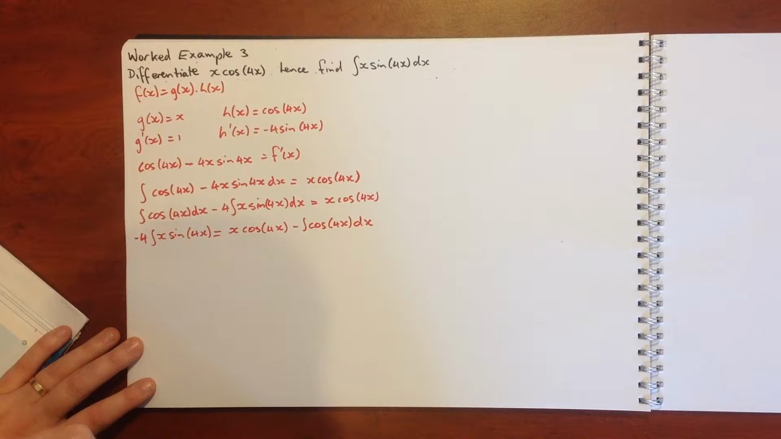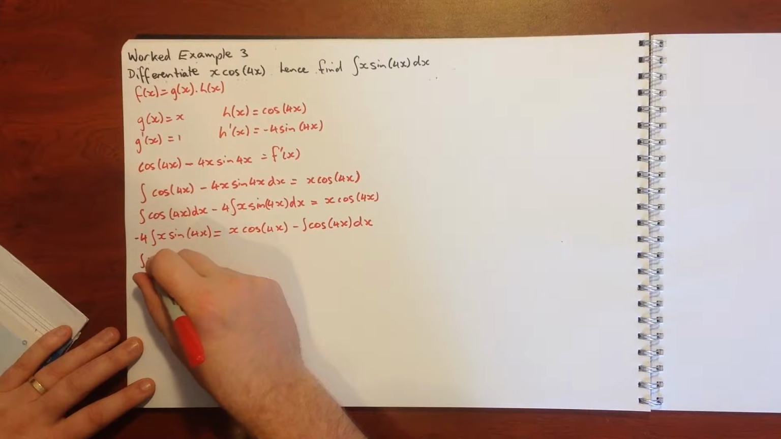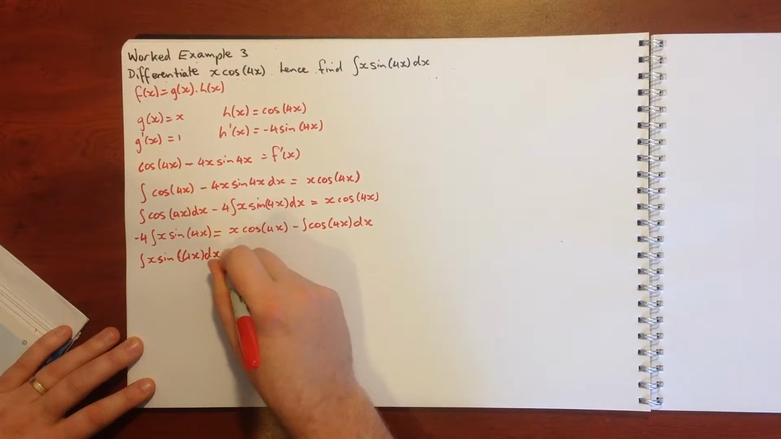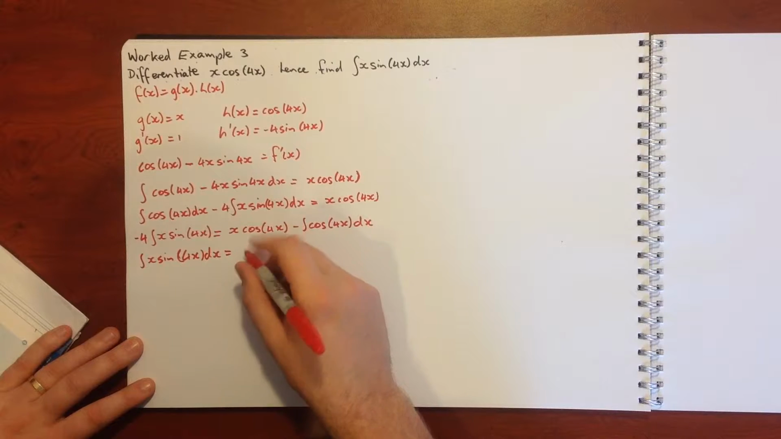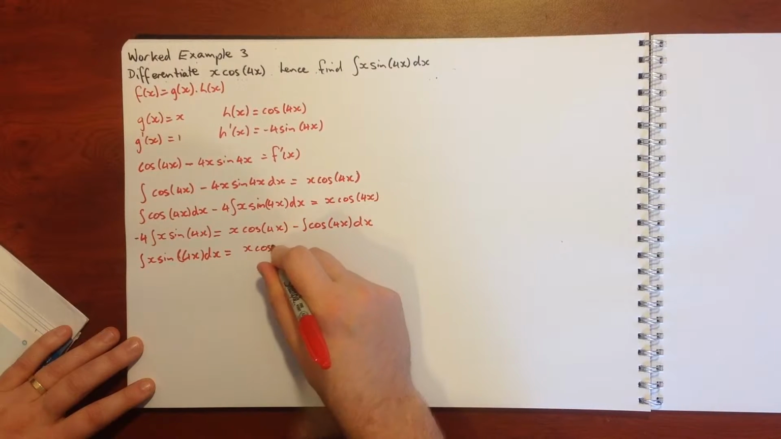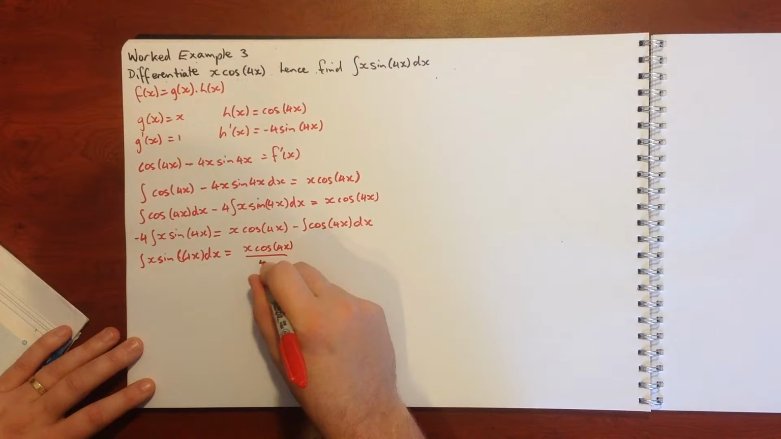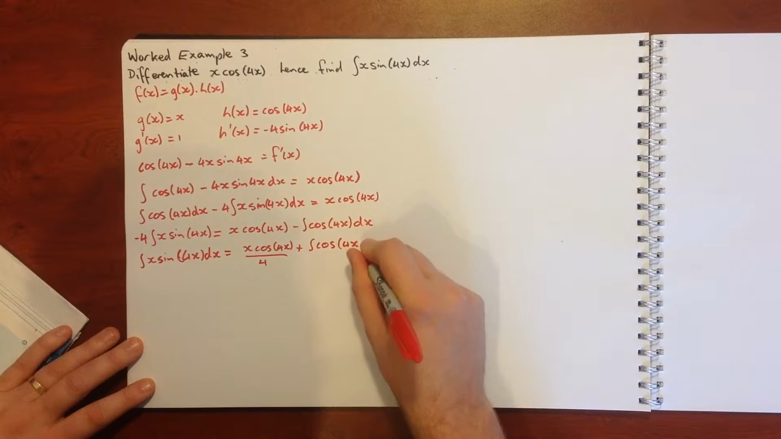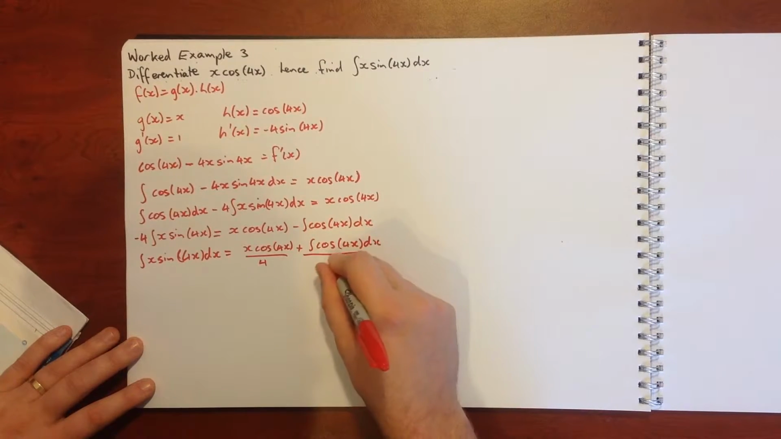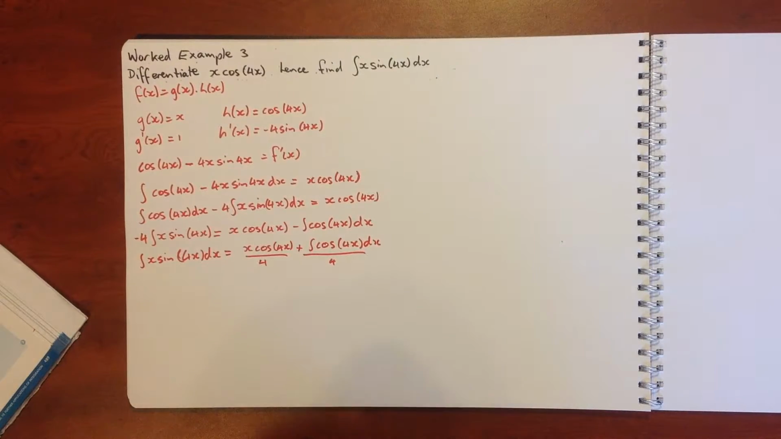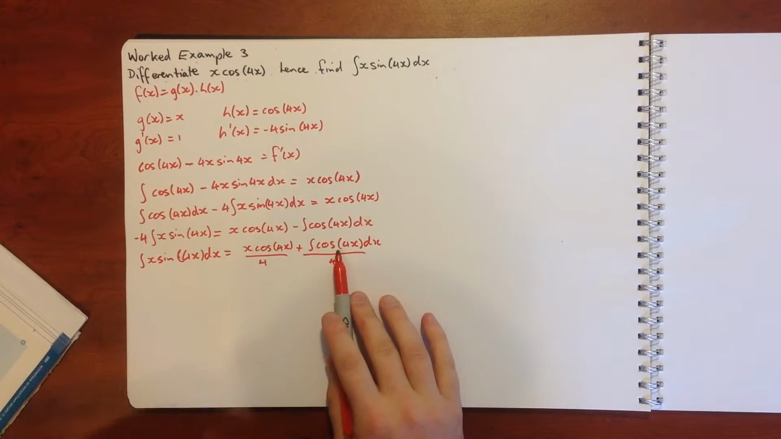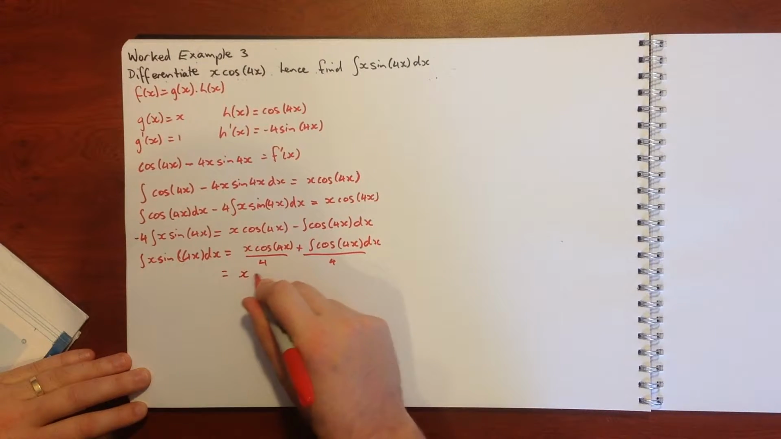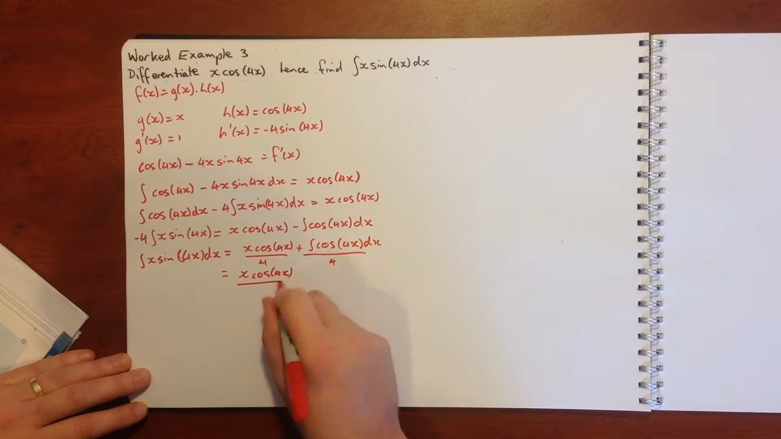Okay, and we could divide by our negative 4 as well. So our integral of x sine of 4x dx equals x cos of 4x on 4 plus our integral of cos of 4x dx on 4. Now we can't just leave our integral of cos of 4x like that. That's not a really good way to do it. Okay, and say that we've got x cos of 4x on 4.